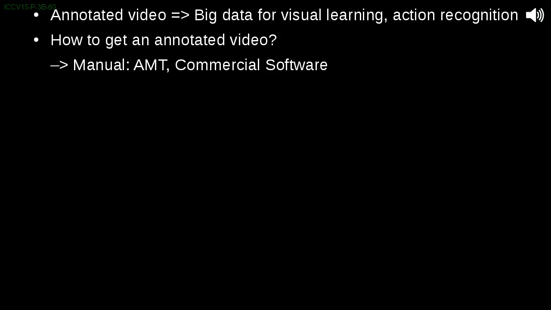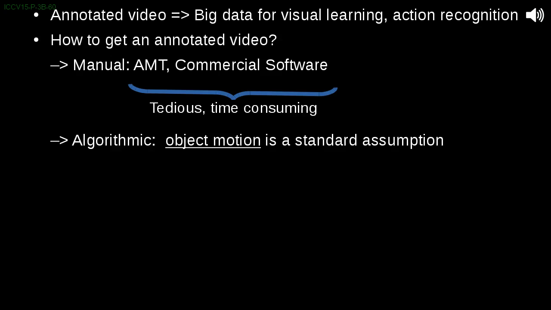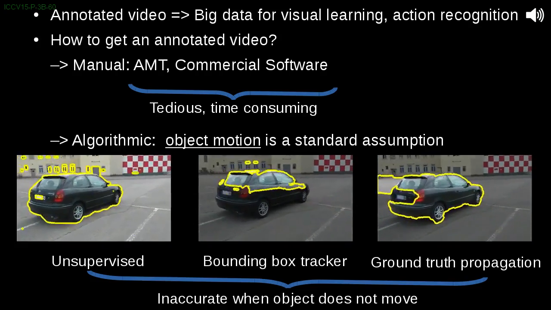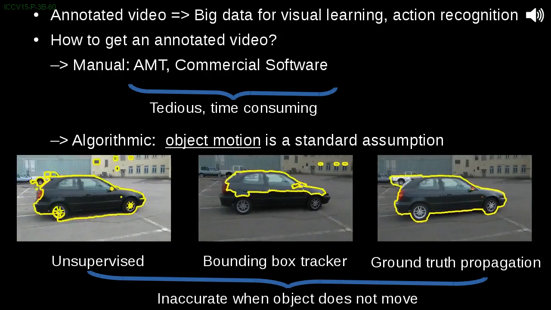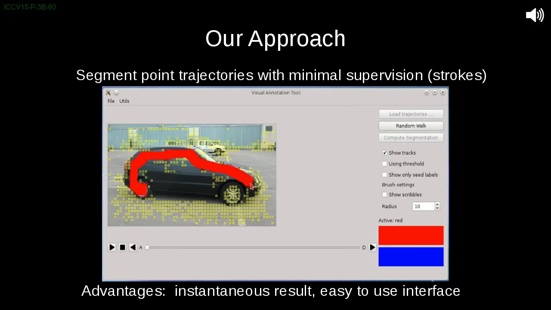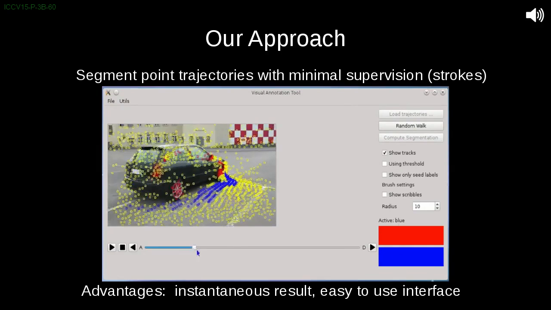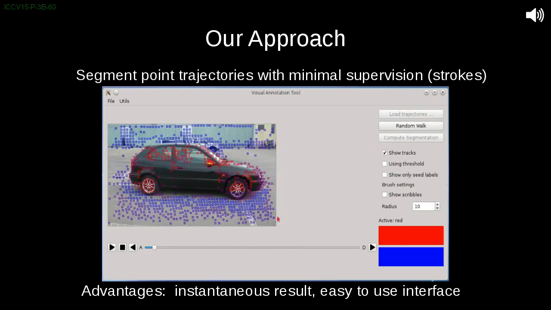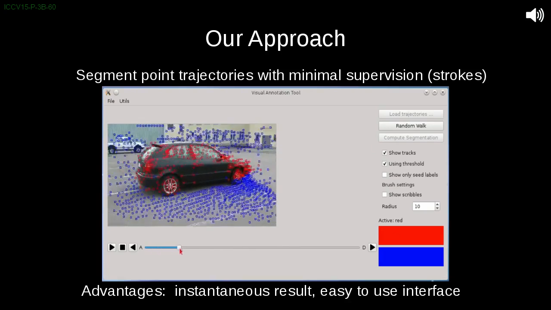Video segmentation is a challenging task. There are mainly two ways to get annotation for a video. Manually, it is tedious and time-consuming, whereas a strong object motion is a default assumption for various algorithms. In our approach, we first segment point trajectories. This gives us a coarse skeleton of the object. The user marks scribbles in various frames with an easy-to-use interface. Random walk then assigns a soft label to unlabeled trajectories. The results can be seen instantly and further refinements can be done.